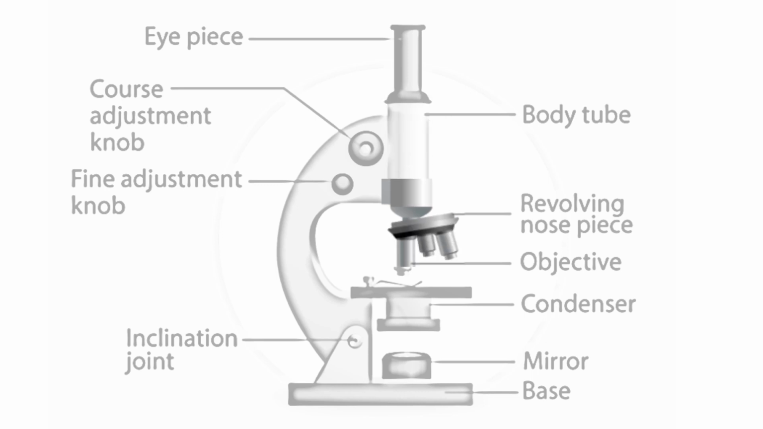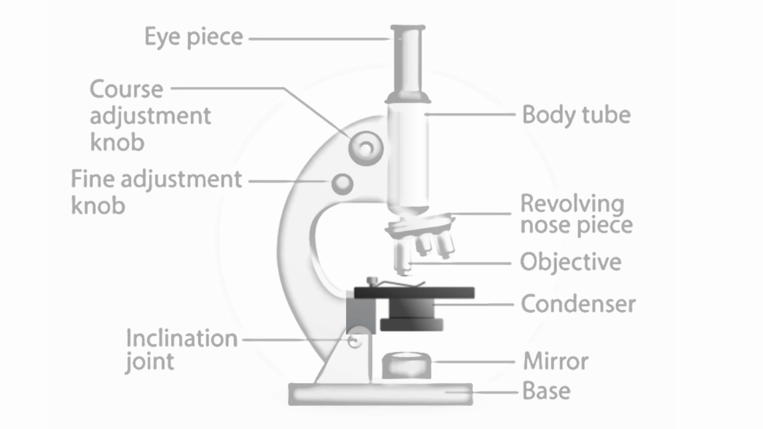Next is the revolving nose piece along with the objectives. There is a nose piece which you can revolve so that the different objectives come to see the object or the sample. An objective is nothing but a lens which sees your sample. Beneath the objective is the stage where the sample is kept, and under it is a condenser.